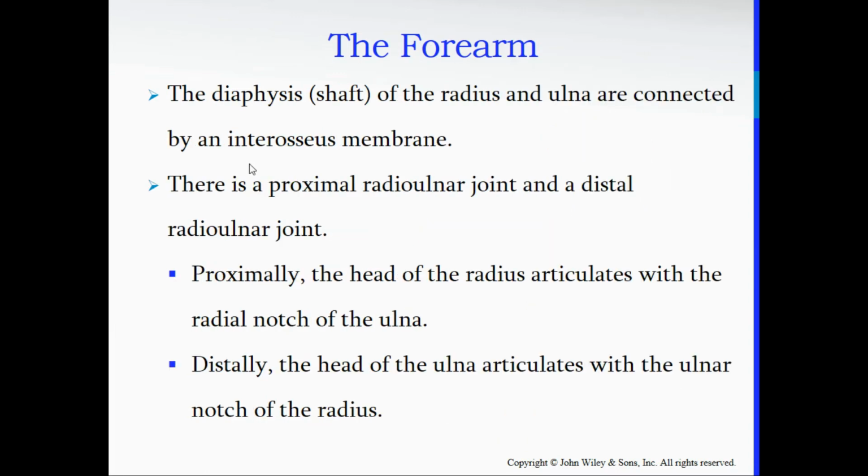The diaphysis, or shaft, of the radius and ulna are connected by an interosseous membrane. Inter, short for intermediate, and of course osseous, meaning bone. There is a proximal radio-ulnar joint and a distal radio-ulnar joint where they both meet. Proximally, the head of the radius articulates with the radial notch of the ulna, and that's up by the elbow, and distally the head of the ulna articulates with the ulnar notch of the radius.